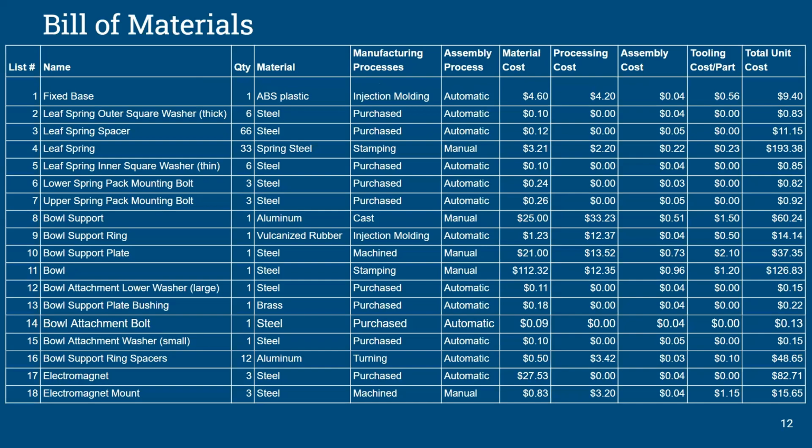This is our bill of materials. This is the first part. The second part is continued on the next slide. We included the name, quantity, material, and then manufacturing and assembly processes, as well as the material processing and assembly costs. And the total cost is shown on the next slide.